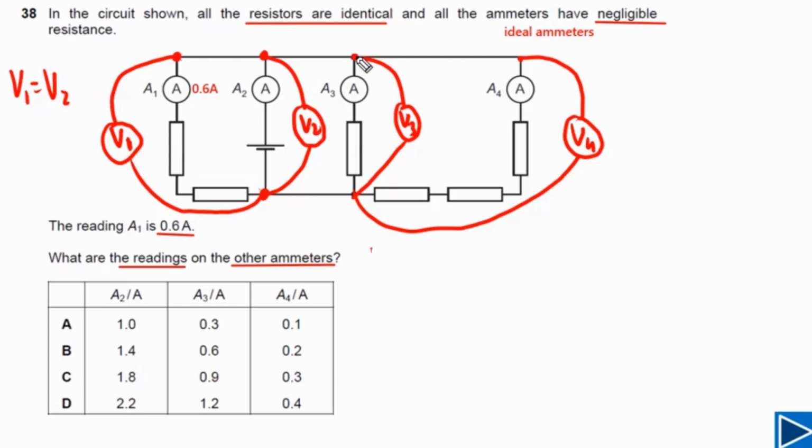Now let's look at V3. If we look at this V2, this point and this point are at the same potential.